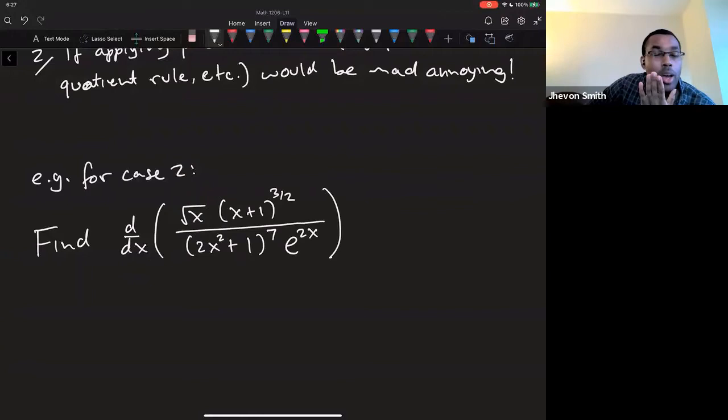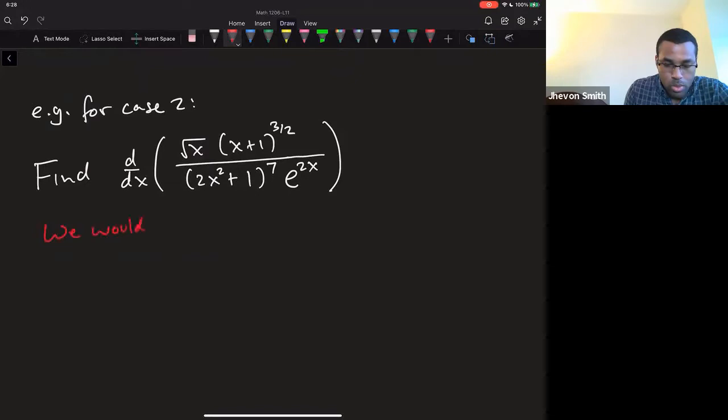Technically, we know how to handle this based on what we've done before. We could do the quotient rule, obviously. But notice that within the quotient rule, you'd have to do the product rule because the top is a product and the denominator is a product. Also, within the product rule, you have to do the chain rule because if you look at things like 2x squared plus 1 to the 7th, you need the chain rule to handle that. Technically, you need the chain rule to handle x plus 1 to the 3 over 2, as well as e to the 2x. So you're going to have to do a quotient rule, while doing the quotient rule, do a product rule, while doing the product rule, do the chain rule. It's going to be very messy. It's not going to be fun. We would not want to do this directly.